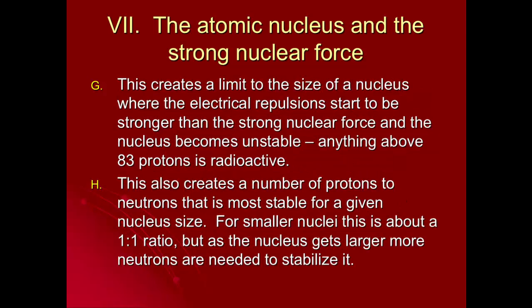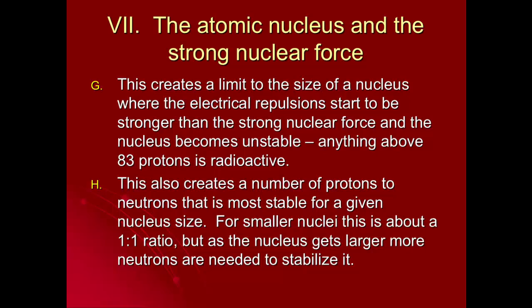So this creates your size limit for the nucleus. The strong electrical repulsions eventually overpower the strong nuclear force because you reach a size where a proton on one side of the nucleus and a proton on the other side of the nucleus are not close enough together to attract with a strong nuclear force. And so they just repel. And as they repel, they want to shoot out of that nucleus.